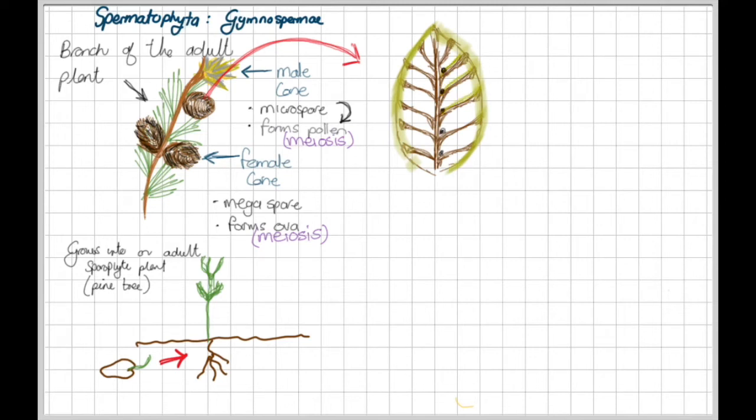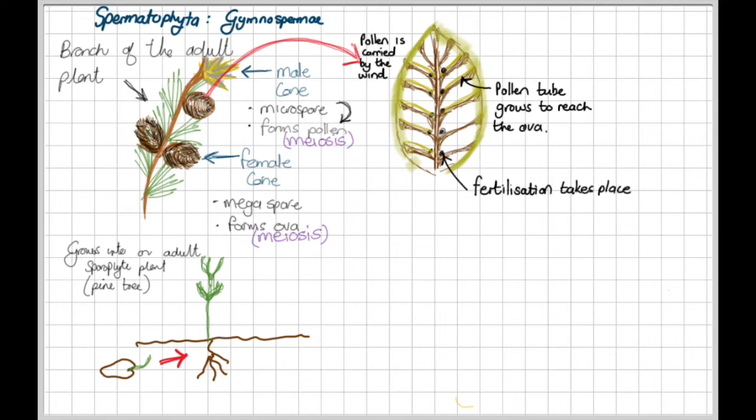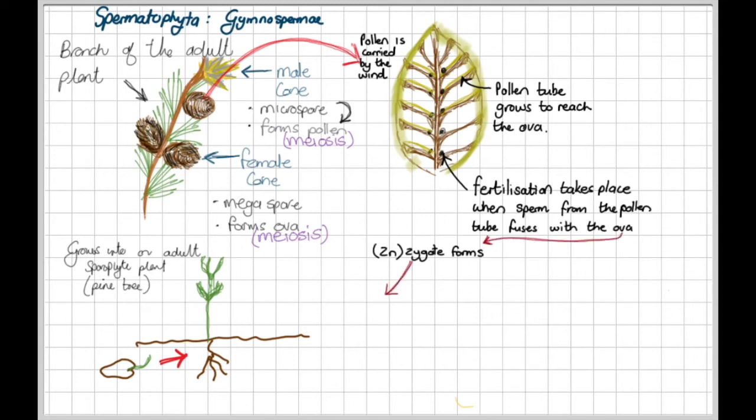If the ova is present right on the inside of this cone and the pollen lands on the outside, it's important for the pollen to have the time to grow a pollen tube all the way down to the ova to deliver the male gamete to fertilize the female ova. All right, so that's what you see over here. You can see that there is a pollen tube that grows to reach the ova, and then fertilization will take place. And that's only when the sperm is able to fuse with the ova. And here we've got a diploid zygote that is going to form.